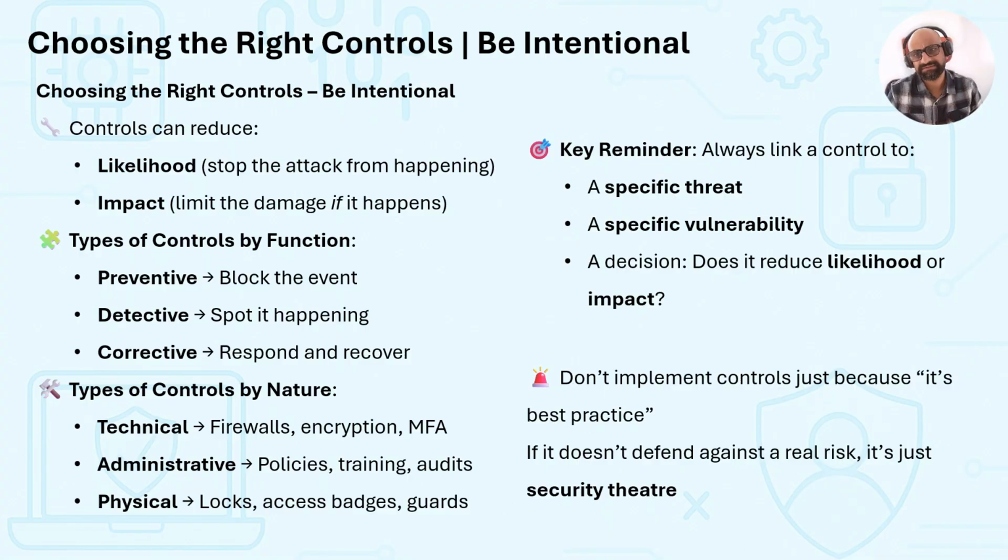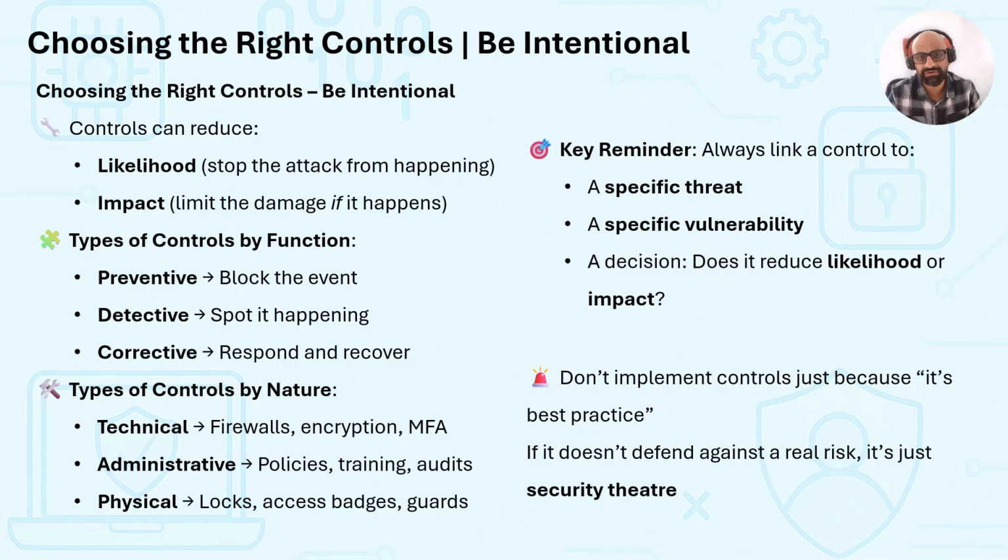Let's get practical. What kind of controls do we actually apply? First, remember the golden rule. Controls either reduce likelihood, impact, or both. Here's how banks typically think about them.